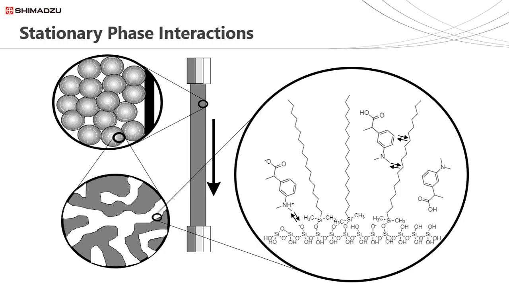Polar interactions are between polar functional groups of analytes and residual silanols or polar groups on the surface of the column. Polar interactions include hydrogen bonding and dipole-dipole interactions. They are relatively weak and transient, but can significantly contribute to selectivity in reversed phase HPLC separations.